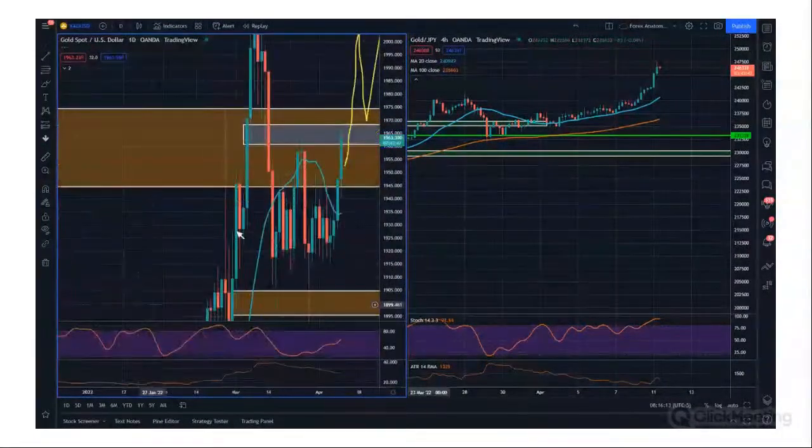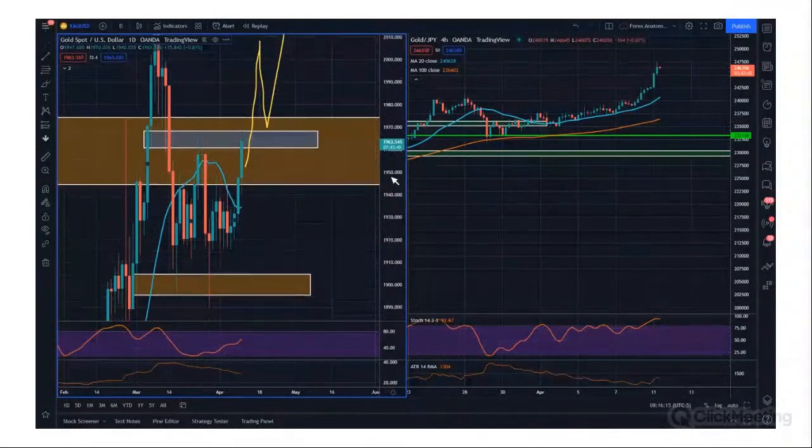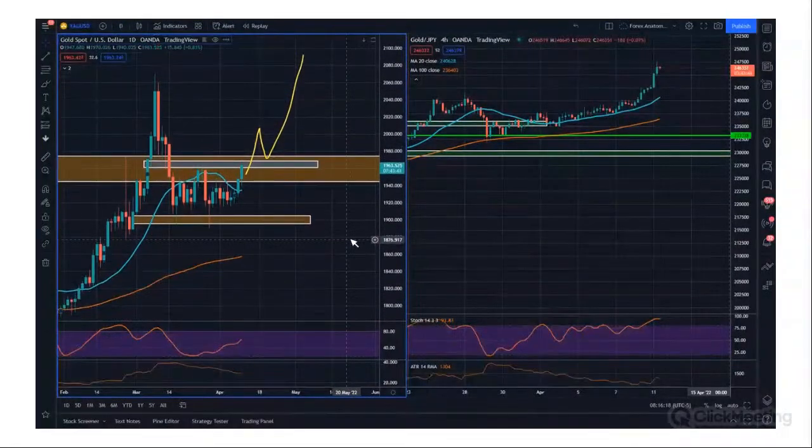And as far as our sustained move to the upside. Yeah. And I wanted to point out something from an inter-market perspective, because it's always good to look at other metals to possibly be a leading indicator of what we could see happening with gold.